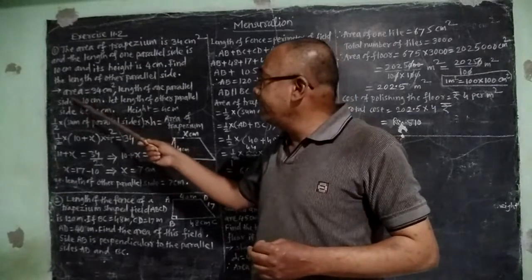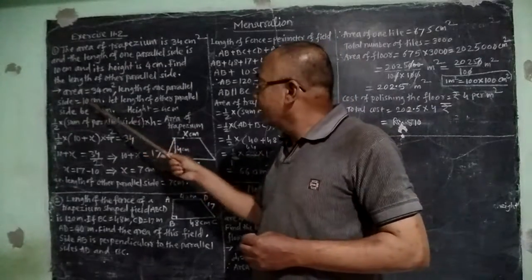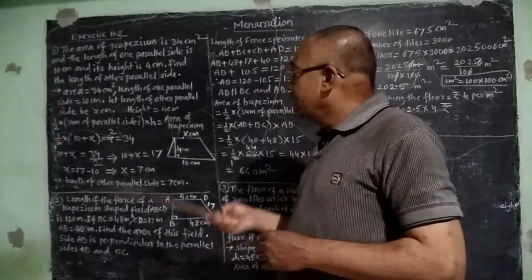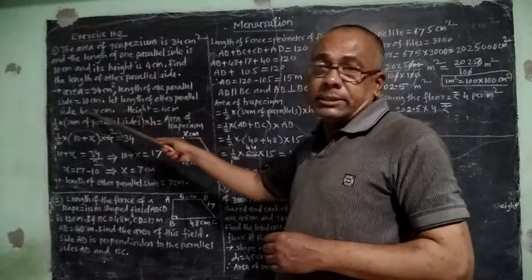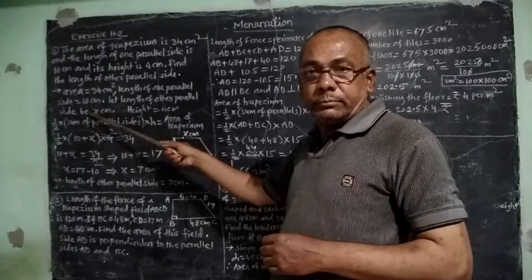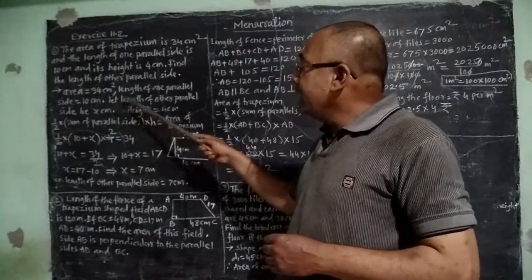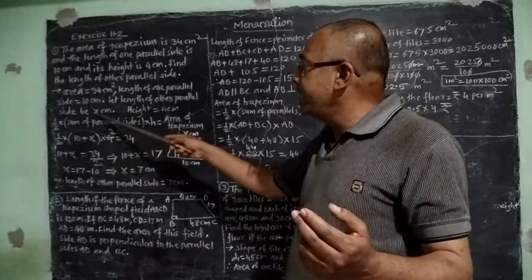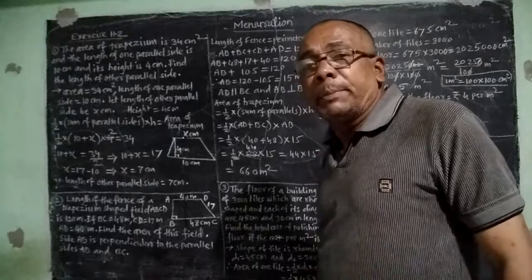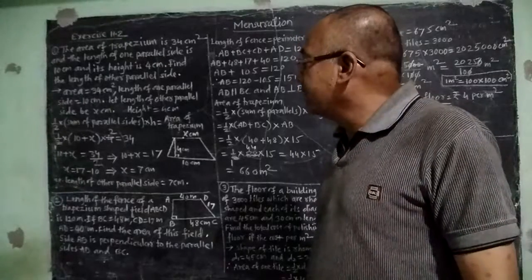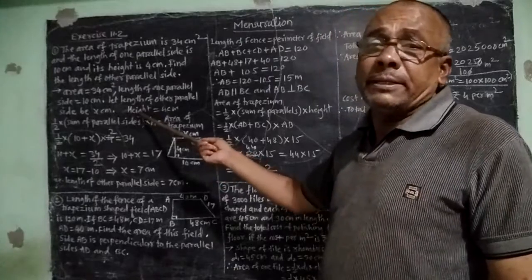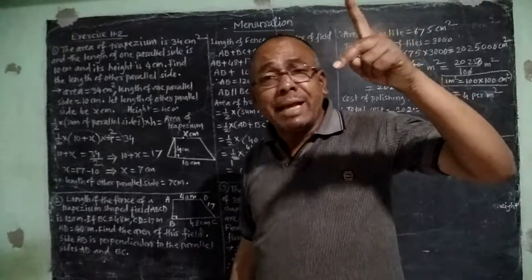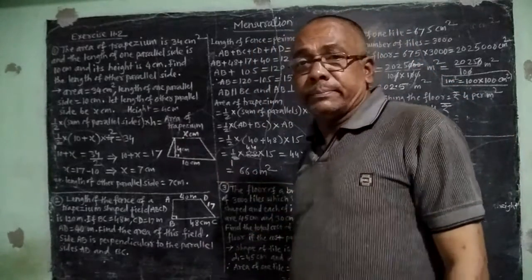First of all, write the area of a trapezium is equal to 34 centimeter square. It is given in the example. Length of one parallel side is 10 centimeter. Then the length of the other parallel side we don't know, so we have supposed that its length is x centimeter. And the height of the trapezium, that is the perpendicular distance between the two parallel sides, is 4 centimeter.